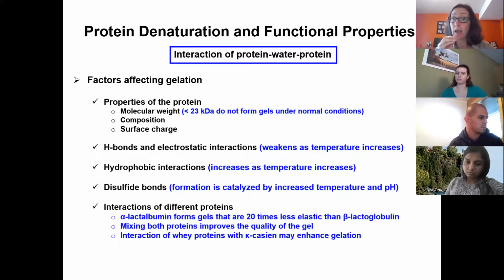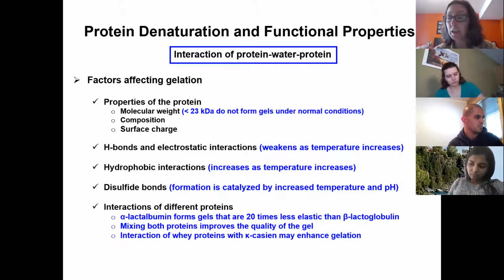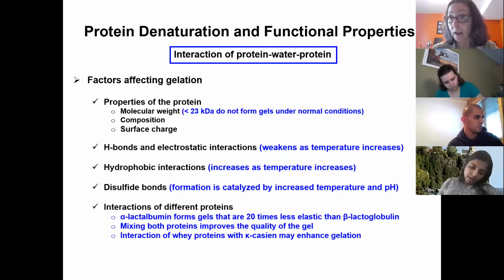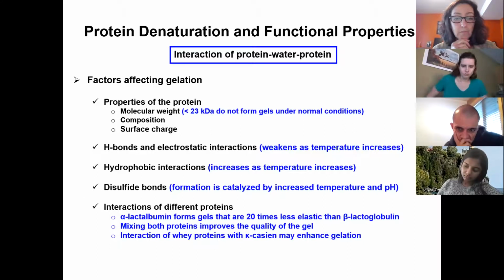But if you add beta-lactoglobulin, it has that free sulfhydryl group that alpha-lactalbumin does not. Alpha-lactalbumin does have disulfides, but it doesn't have that trigger to form disulfide interchange. And the trigger is the sulfhydryl group. So that's why a combination of beta-lactoglobulin and alpha-lactalbumin forms a really nice gel. Mixing both proteins forms a better gel.